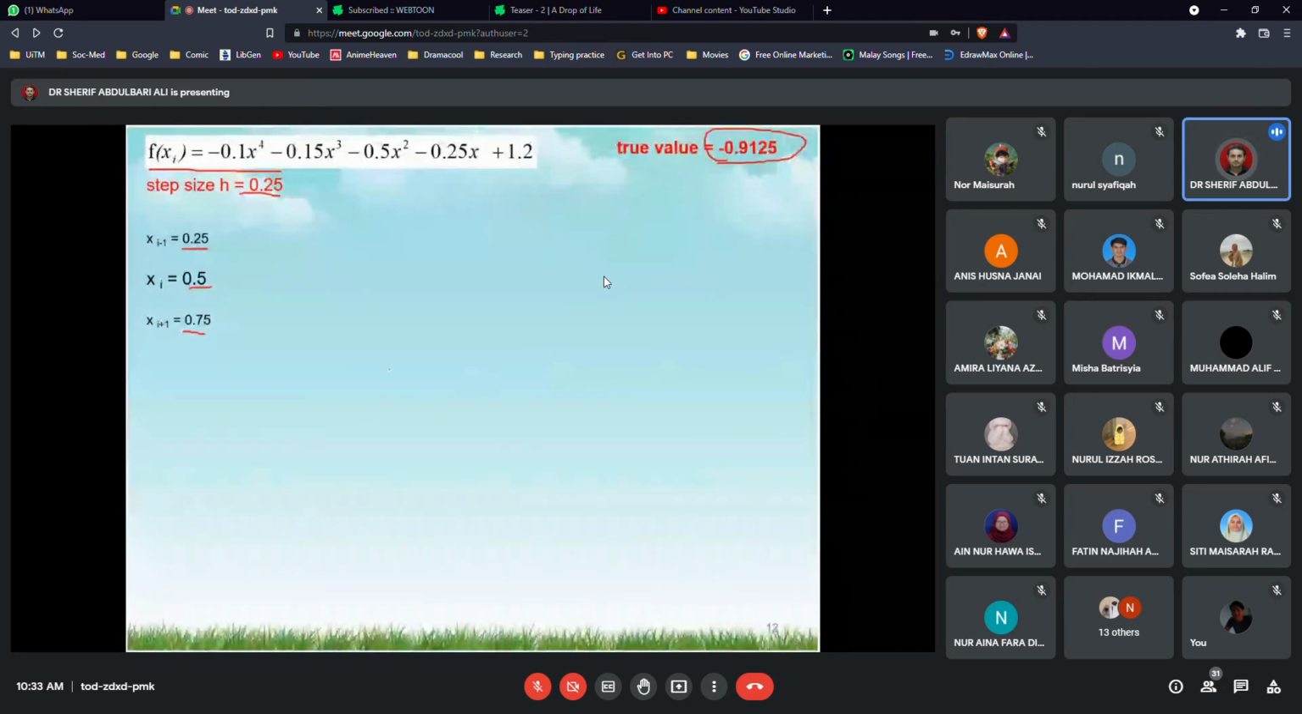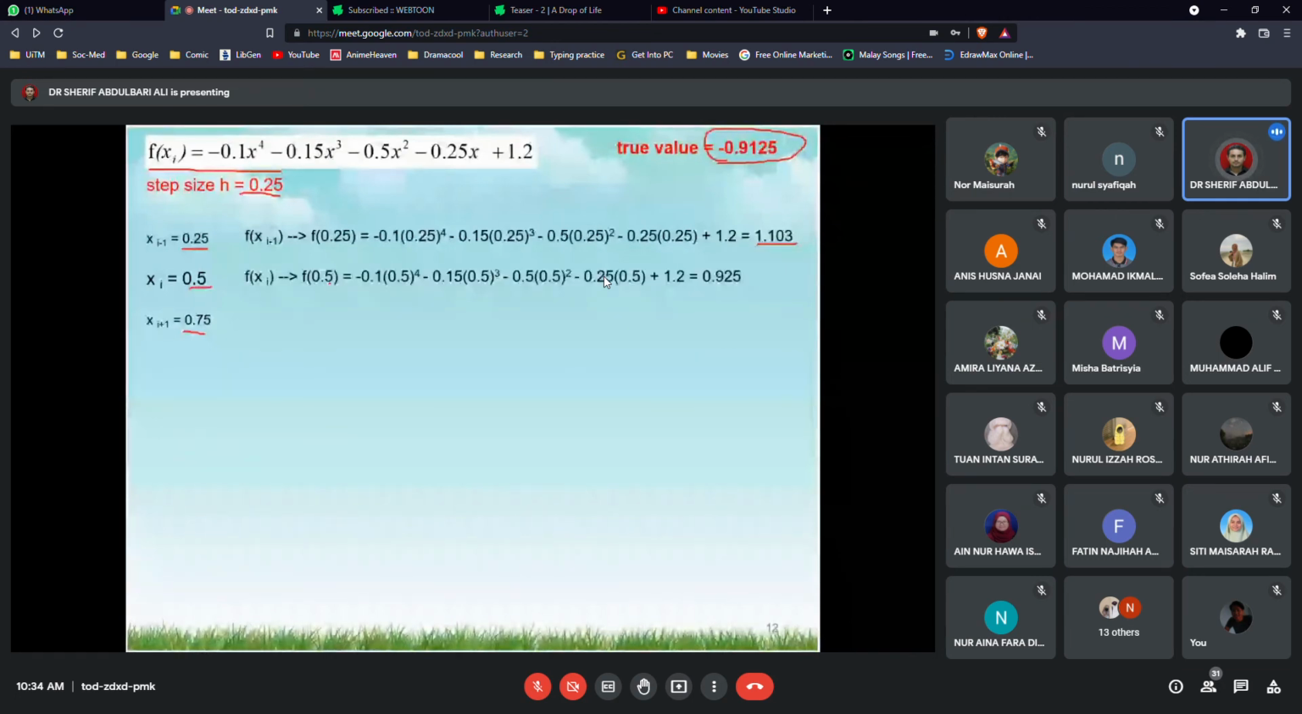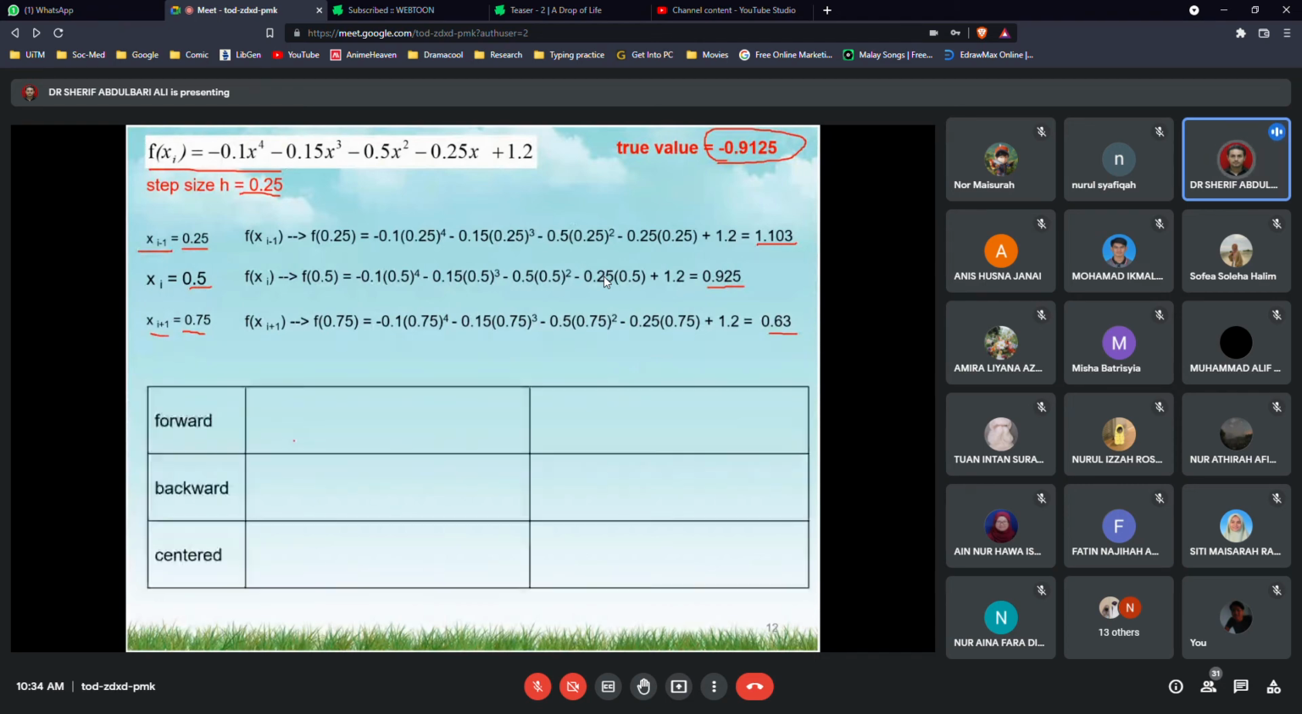When x is equal to 0.25, this function will be equal to 1.103. When x is equal to 0.5, the function will be equal to 0.925. When x is equal to 0.75, the function will be equal to 0.63. So now I can use the equations of forward, backward, and center. But this is not for the high accuracy, because I only have x minus 1 and x plus 1. So I will use the old equations. Remember, this is O(h), this is O(h), and this is O(h squared).